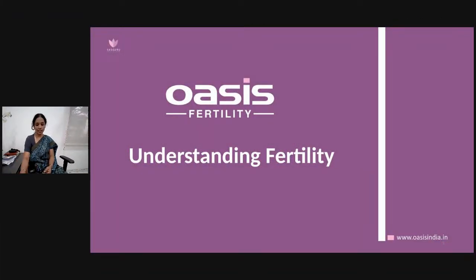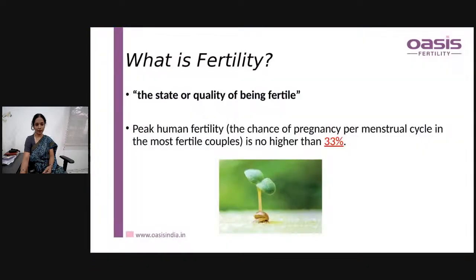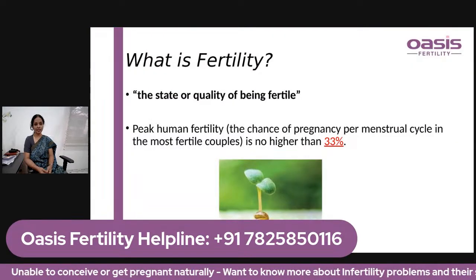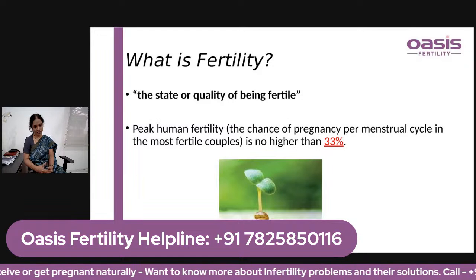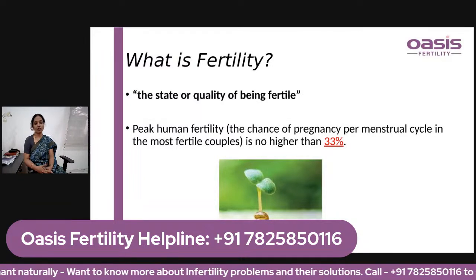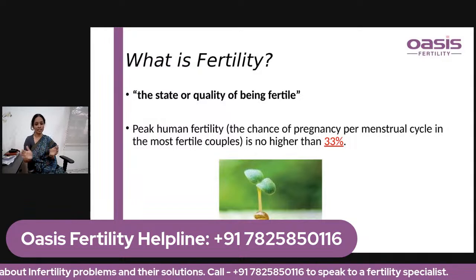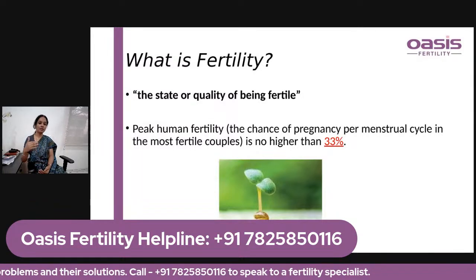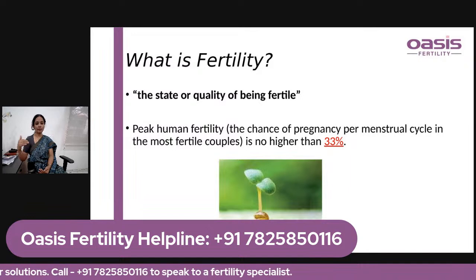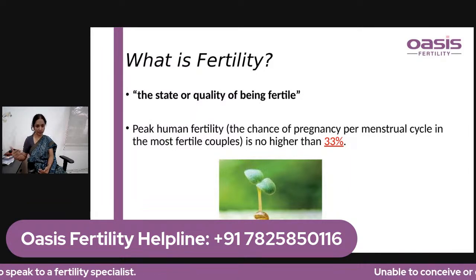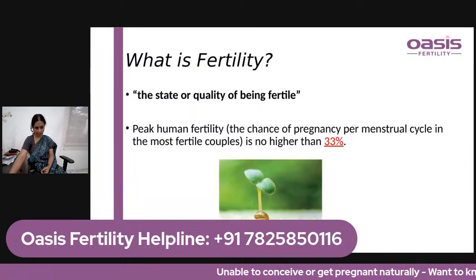So, fertility can be defined as, the dictionary definition goes like this: the state or quality of being fertile. இது ஒரு dictionary definition அப்படின்னு எடுத்துக்கலாம். But fertility is the ability to have children, the ability to conceive, get pregnant and give birth to children. அந்த ability தான் நம்ம fertility அப்படின்னு சொல்றோம்.